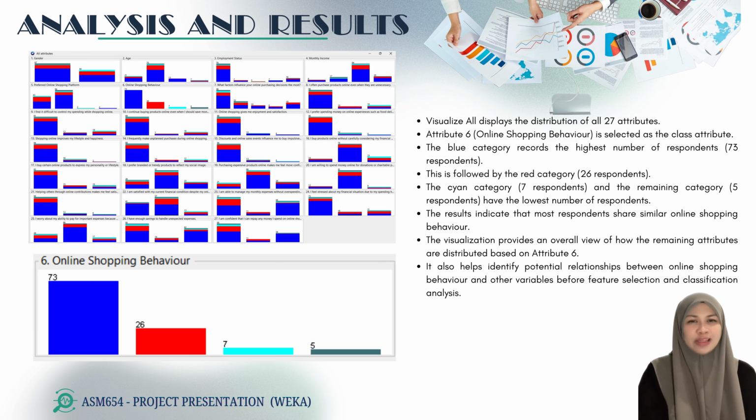The visualization also gives us an overall understanding of the data distribution and helps identify possible relationships between online shopping behavior and the other variables before we proceed with further selection and classification.